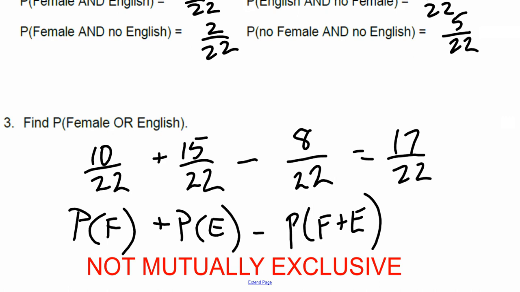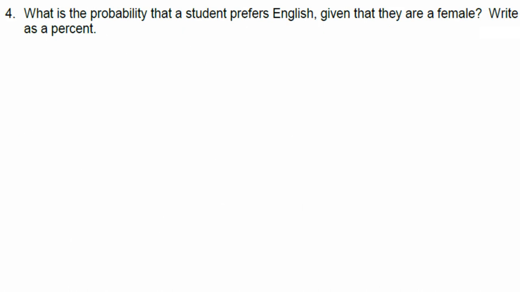Now let's continue on and look at a couple more probabilities that could occur. It says, what's the probability that a student prefers English given that they are a female? And here we want to write it as a percent. Now this is worded a little bit differently than before. It says, what's the probability that the student prefers English given that they are female?